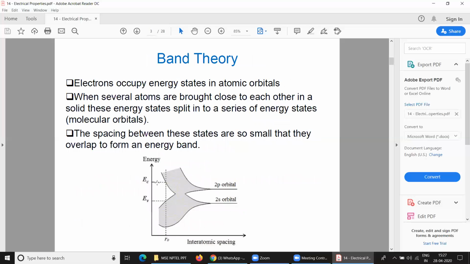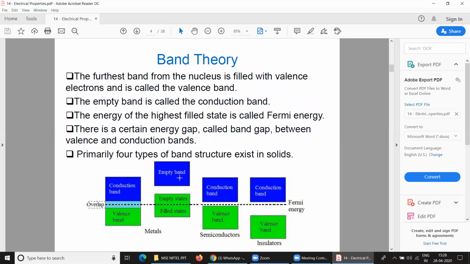Now next in line is band theory. Electrons occupy energy states in atomic orbitals. When several atoms are brought close to each other in a solid, these energy states split into a series of energy states or molecular orbitals. This is shown in the figure, this is the 2s orbital and another one is the 2p orbital. The spacing between these states is so small that they overlap to form an energy band, as a function of interatomic spacing.